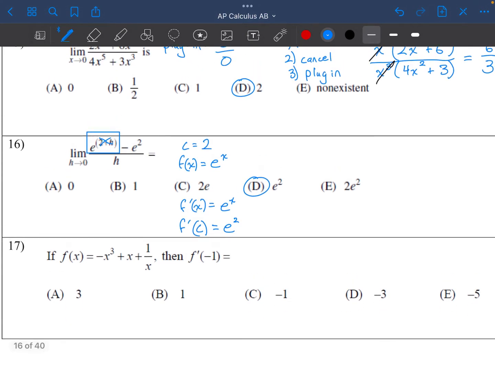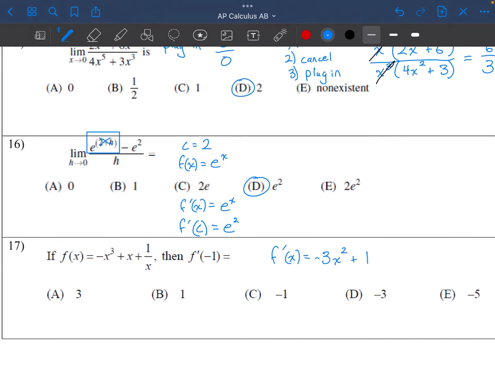Number 17. We have our function, and we want to first take the derivative of the function and then plug in -1. So taking the derivative, f prime of x is going to be equal to derivative. This 3 is going to come down in front, and I'm going to have -3x, and then it goes down a power from 3 to 2, plus x, that 1 comes down in front, and then it goes down to just 1, and then 1 over x.